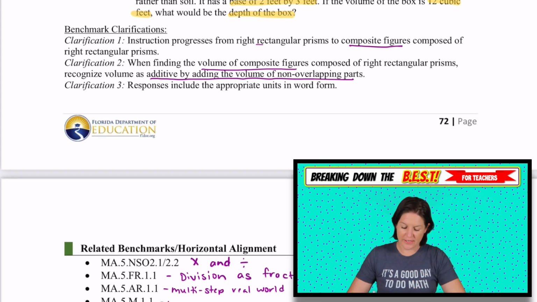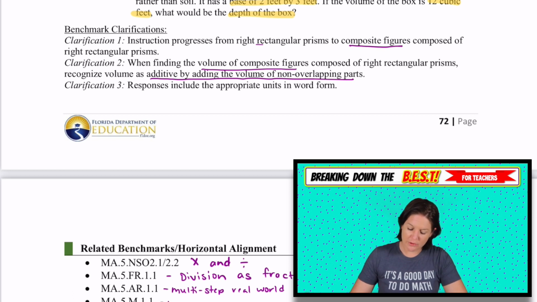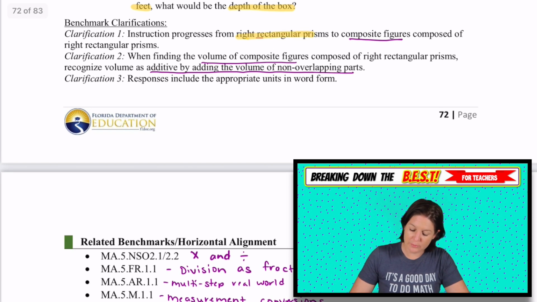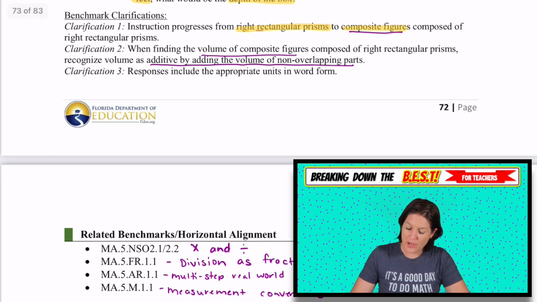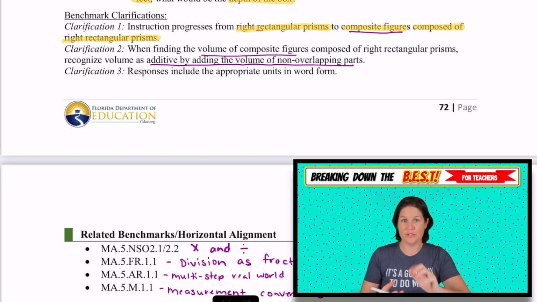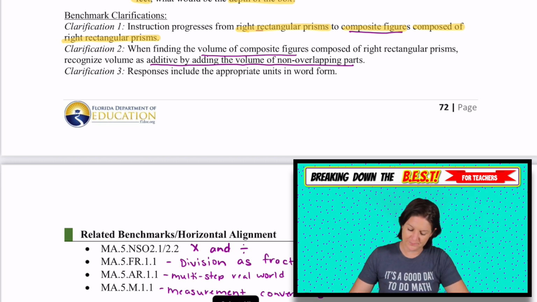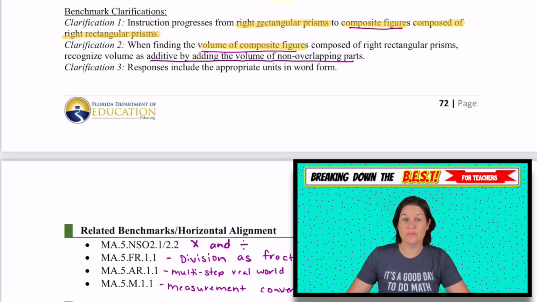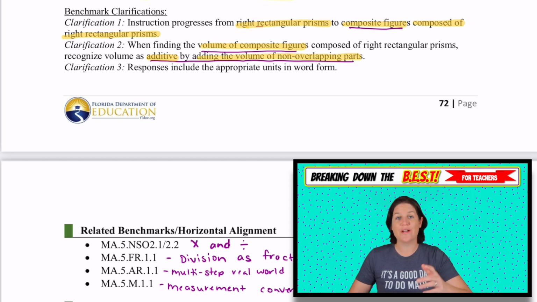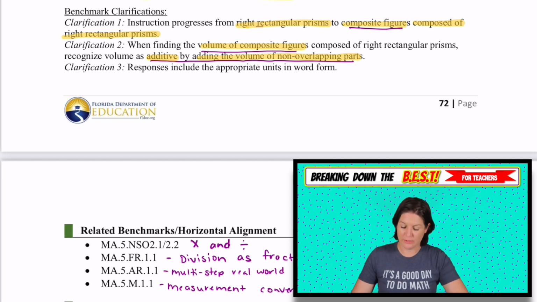Okay, so here in the clarifications it says, instruction progresses from right rectangular prisms to composite figures composed of right rectangular prisms. That's when we're putting two together. You'll see what I mean in a second. When finding the volume of composite figures, we recognize that the volume is additive by adding the volume of the two non-overlapping parts, or more if it's more than one rectangular prism.